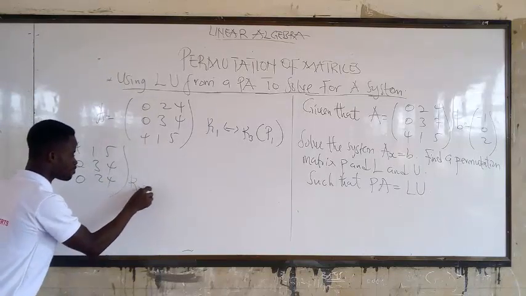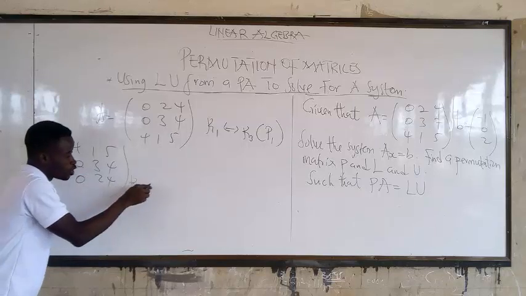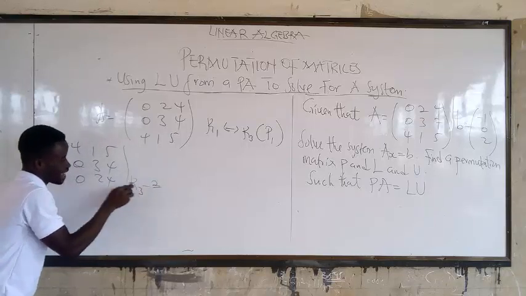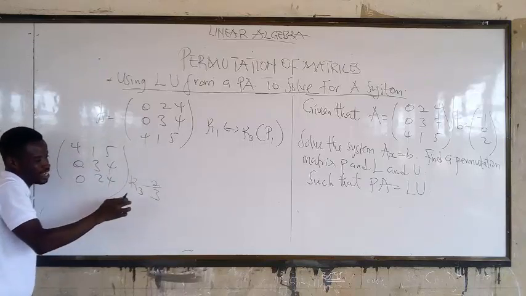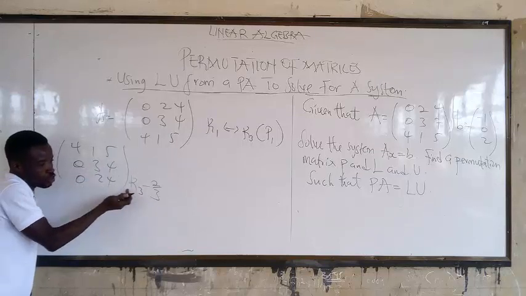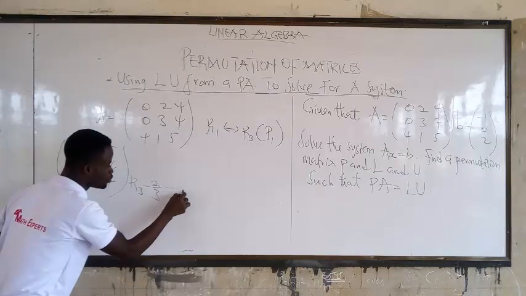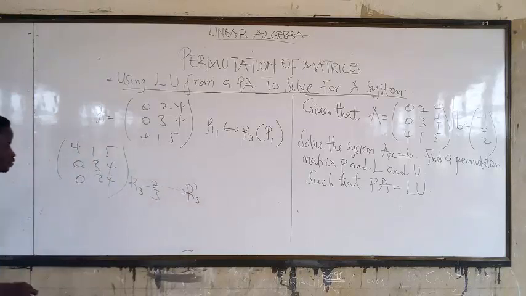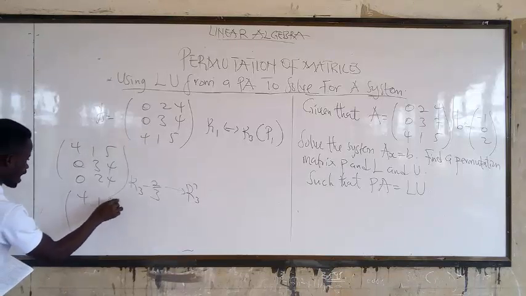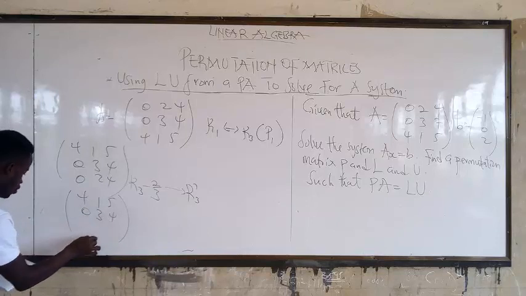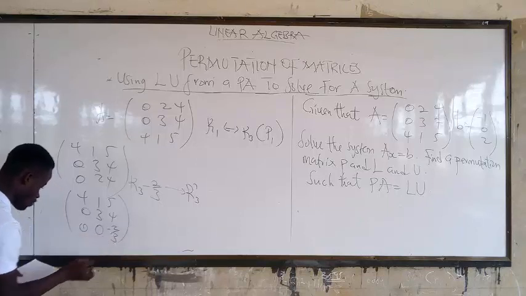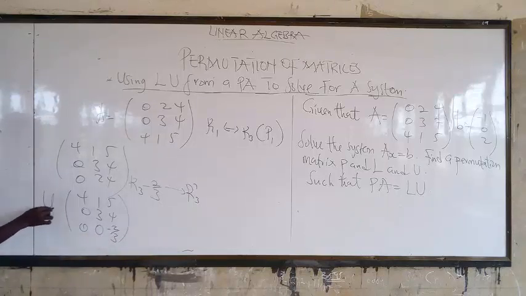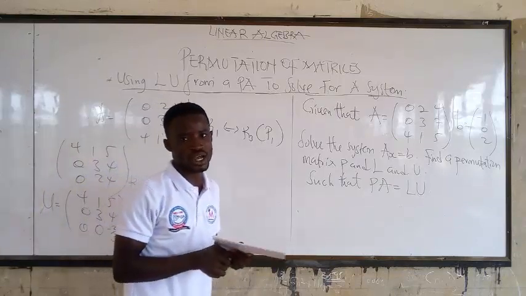So you write row 3 minus 2 over 3 of row 2. Now, since 2 is here and 3 is here, when 2 over 3 multiplies this, the 3 will cancel. And when it cancels, our 3 is what? 2. So when you subtract that, you get what? 0. Beautiful. So doing that, you get 4, 1, 5, 0, 3, 4, then 0, 0, 2 over 3. Beautiful. So we have achieved our upper triangular matrix.